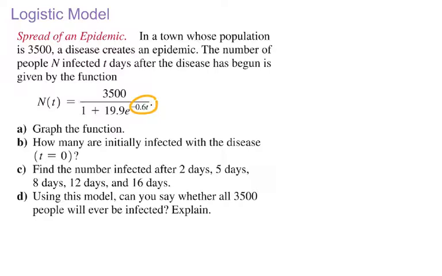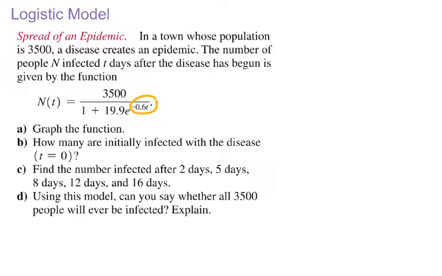The spread of an epidemic. I can't think of a more appropriate problem for us to be doing during our COVID-19 departure from school. So let's look at this spread of an epidemic. In a town whose initial population is 3,500 people, a disease creates an epidemic. The number of people, capital N, infected t days after the disease has begun is given by this logistic model function. N of t equals 3,500, that initial population, divided by the quantity 1 plus 19.9 e raised to the negative 0.6 t.